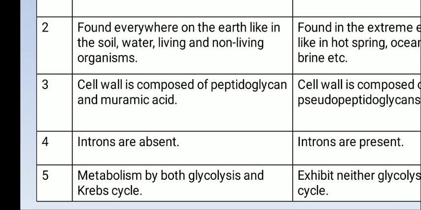Then the cell wall of Eubacteria is composed of peptidoglycan and muramic acid. यूबैक्टीरिया की जो भी सेल वॉल है वो पेप्टिडोग्लाइकेन और म्यूरैमिक एसिड से बनी होती है. Introns are absent in Eubacteria and their metabolism is carried out by two types of cycle, by glycolysis and Krebs cycle.